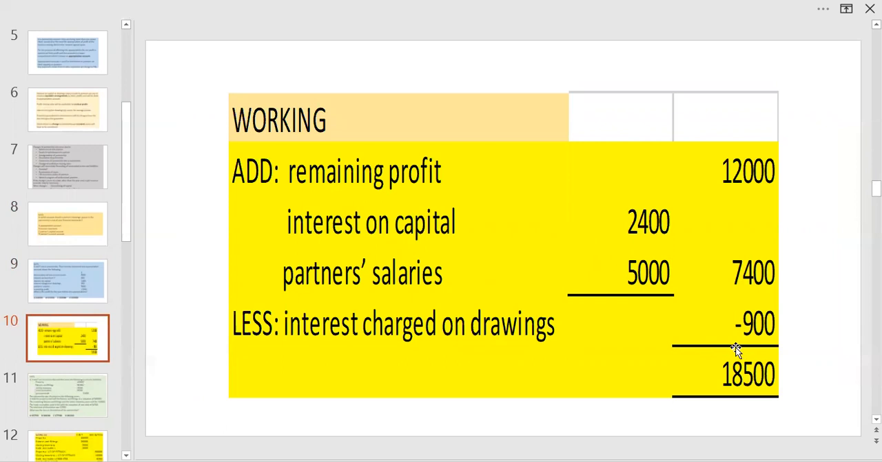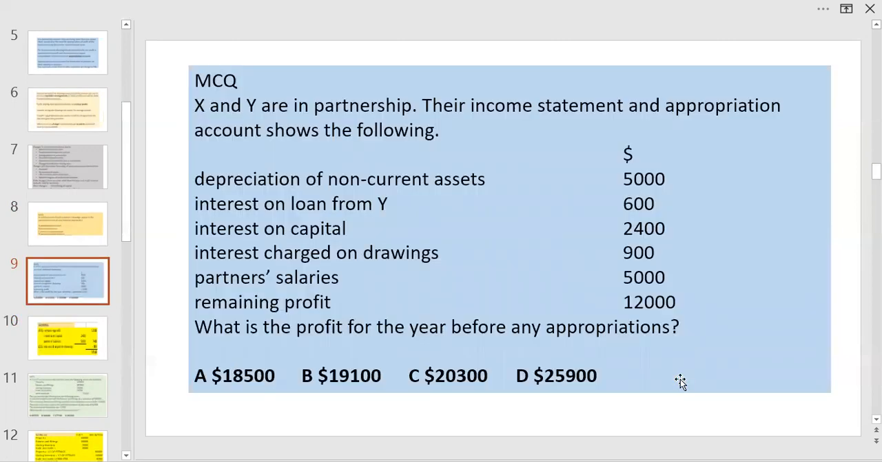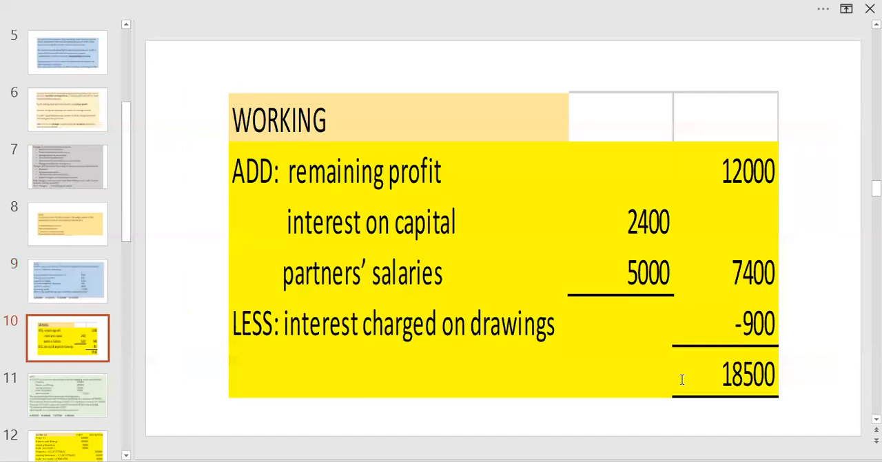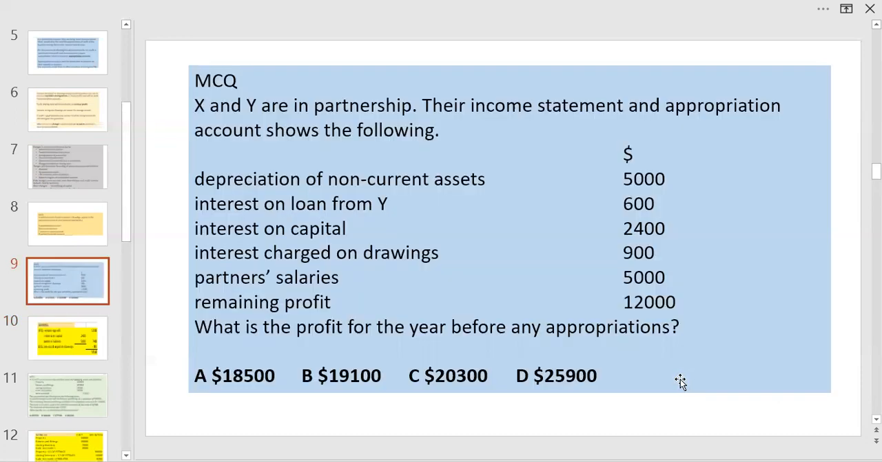As you all would note, depreciation of non-current assets, 5,000, is not taken because it is a profit and loss entry. The interest on the loan from partner Y is also treated in a different capacity, as a money lender. Therefore, that has gone to profit and loss as well. Therefore, the amount is 18,500. Answer A.